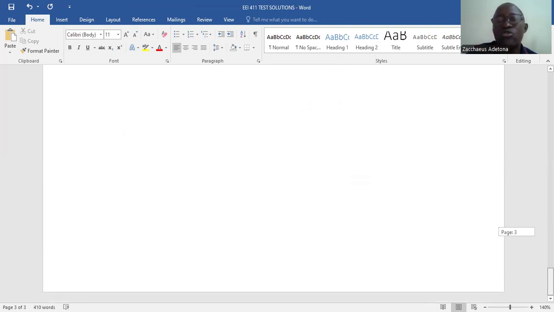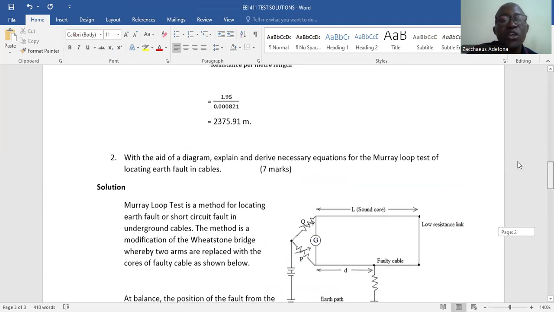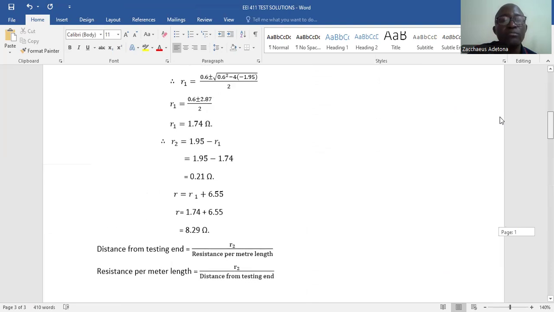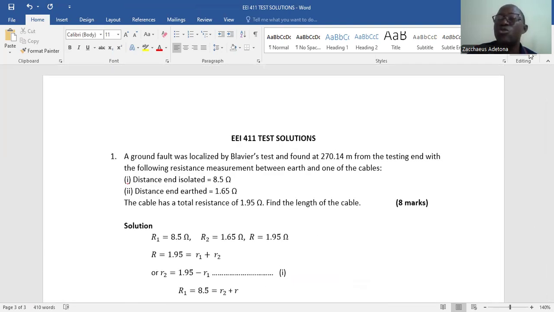What I encourage you to do is to close the solution and then pick up the questions on your own and solve them. If you are able to arrive at the answers here, then you are good to go. So that is it. That's the solution for the tutorial problems at this time.